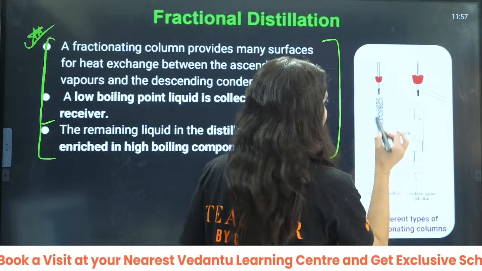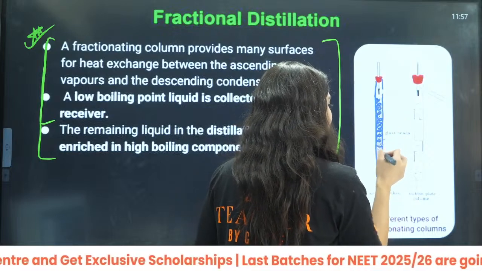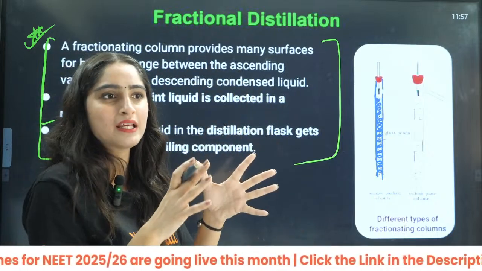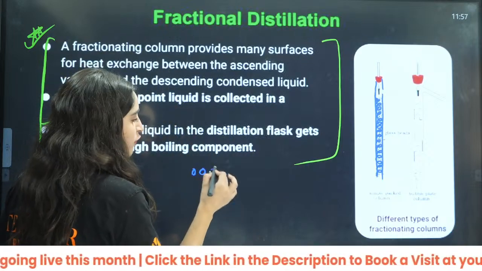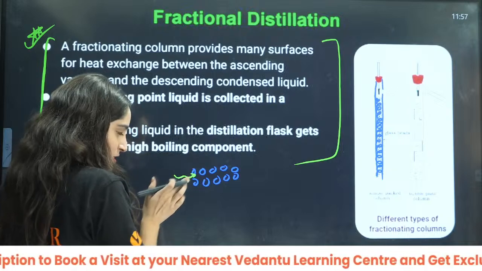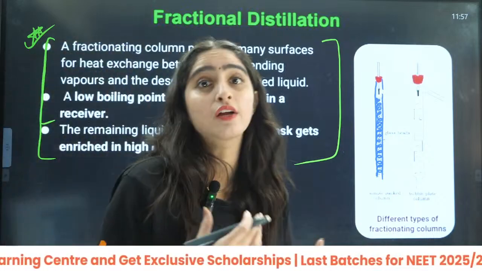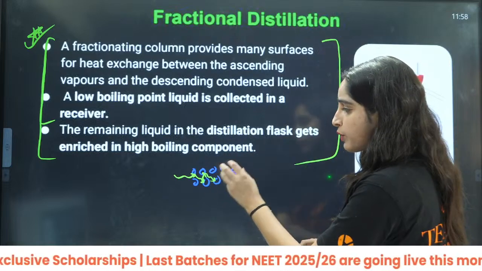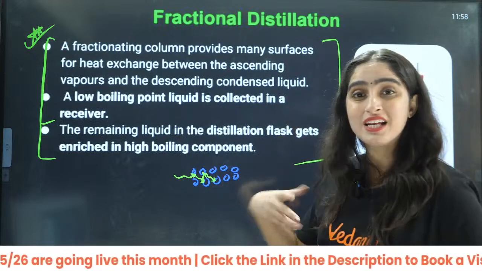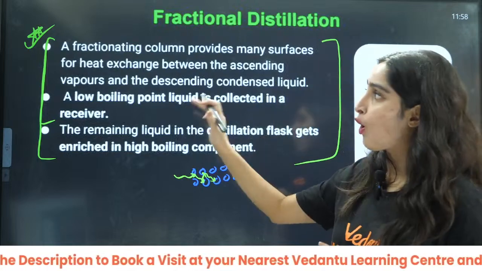This column is called a fractionating column, where you will have different beads, where you will have resistance in between. For example, you have these glass beads over here. Because of these glass beads, the molecule that is moving here will first strike this one, and then this one, then this one. Because of the collisions, there will be heat exchange. Now we are going into a microscopic thing here. So the fractionating column provides many surfaces for heat exchange.